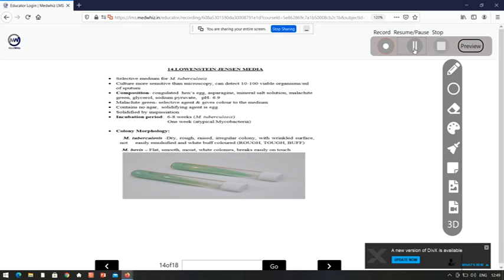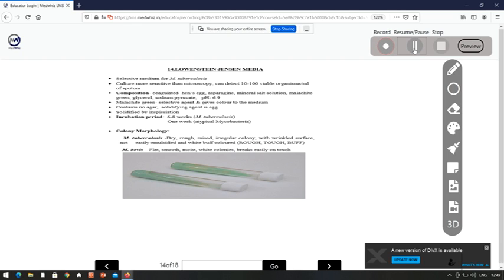The composition of this LJ medium: we have coagulated hen's egg, asparagine, mineral salt solution, malachite green, glycerol, and sodium pyruvate. And pH should be maintained at 6.9. So this malachite green acts as a selective agent and gives the color to the medium. It does not contain any solidifying agent like agar. It is incorporated with a whole egg, so this egg acts as a solidifying agent.